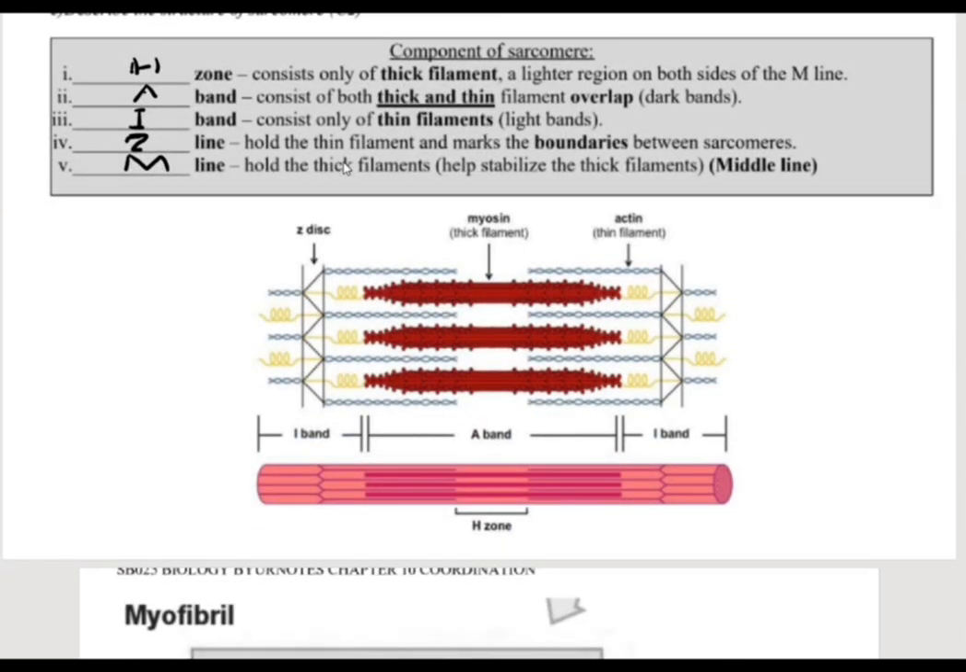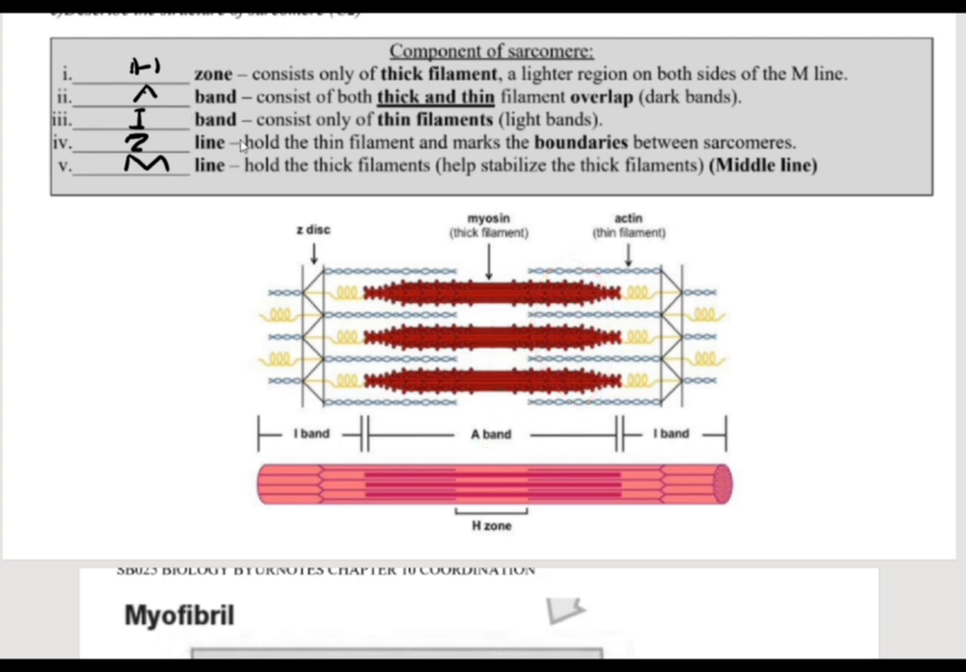So let's go down here and take a look at the components of the sarcomere. In the zoom-in image of the sarcomere, we have 5 components. The first one is the zone that consists only of thick filament, a lighter region on both sides of the M line. The thick filament is here. The zone that consists only of thick filament is the H zone. The second one is the band that consists of both thick and thin filaments overlapping. The thick and thin filaments overlap in here, which is the A band.